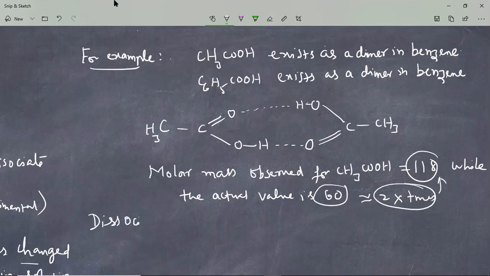Dissociation of solute. Here, most of the electrolytes like sodium chloride, salts, some acids and bases will definitely undergo dissociation. Then the molecule breaks into ions.